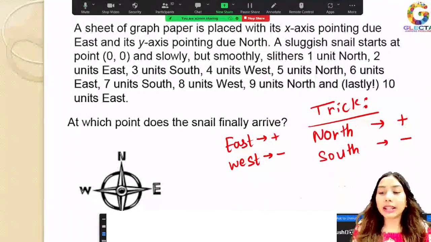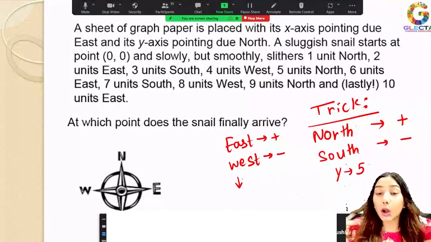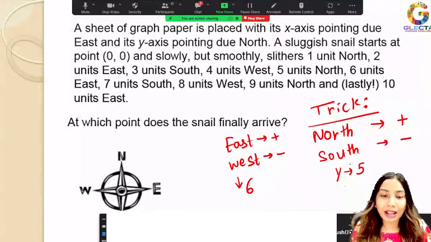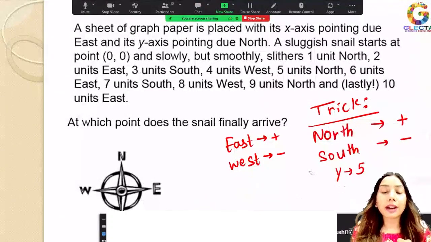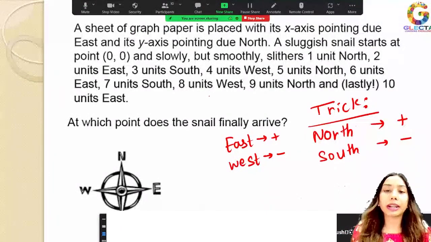So I'm going to get the answer, right? Which is 6 and 5, right? I got 5 for the north and south, which means for the y. And I got east and west, which is the horizontal axis, which is 6, right? I repeat my answer. Okay, Tanvi, I repeat my answer, what I did, since some students just joined right now.